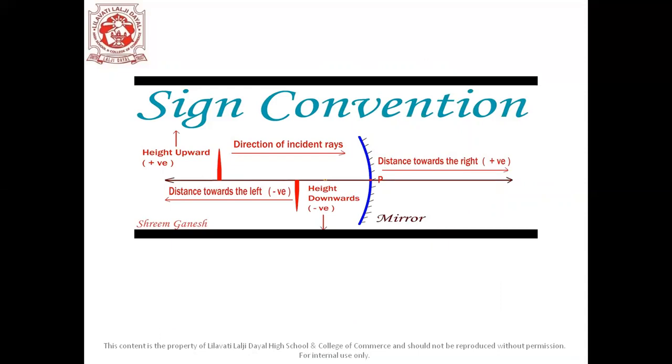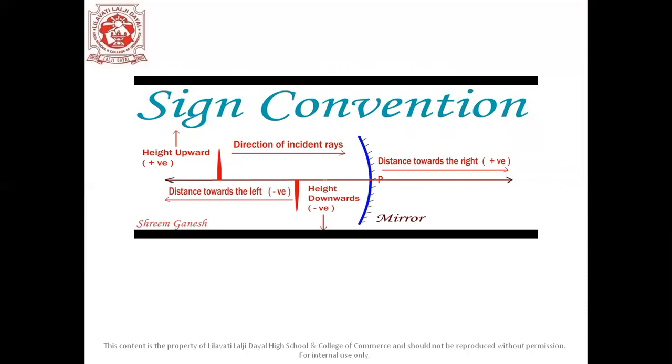So here, students, what do you understand by the term sign convention? According to the Cartesian sign convention, the pole P of a spherical mirror is taken as the origin and the principal axis is taken as the x-axis of the coordinate system. The object is always placed on the left of the mirror and all the distances parallel to the principal axis are measured from the pole of the mirror.